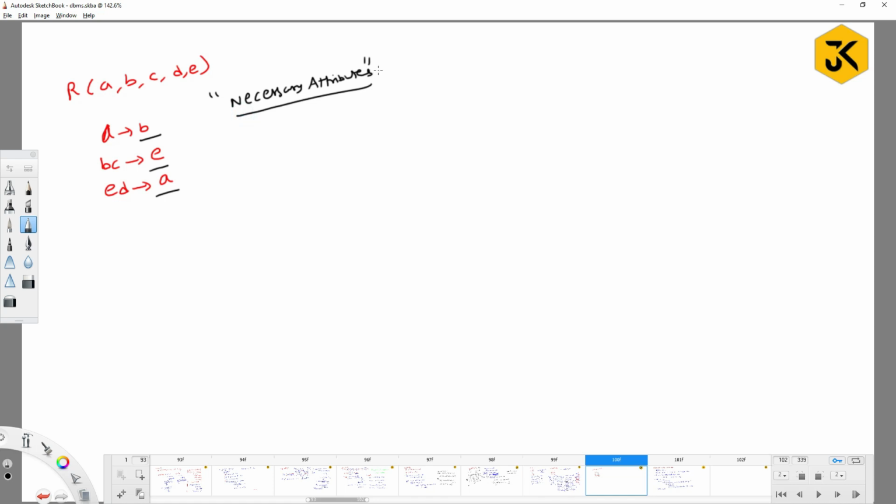If you want to define something as a key, it has to derive all the attributes. But if you observe in the set of functional dependencies, it cannot determine some of the attributes, right? So to determine those attributes, you compulsorily have to mention them on the left side. Then only you will get them in the final result. That's why I call them necessary attributes. So here the necessary attributes are C and D. If I say that these are necessary attributes, what is the meaning of it? It has to be part of the candidate key always.